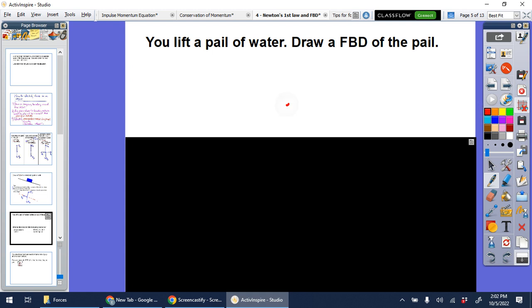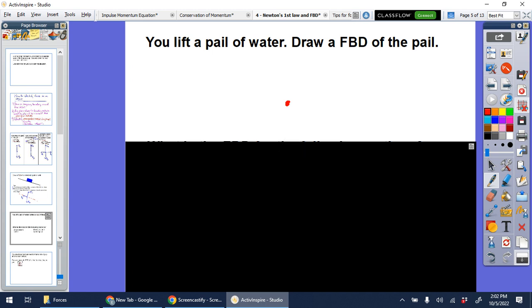And of course, if the string is up, the tension should be up. Let me see if I have more room there. No, let me. Okay. So gravity down, tension up. You could call that force from rope too. I'd be fine with that as opposed to tension.